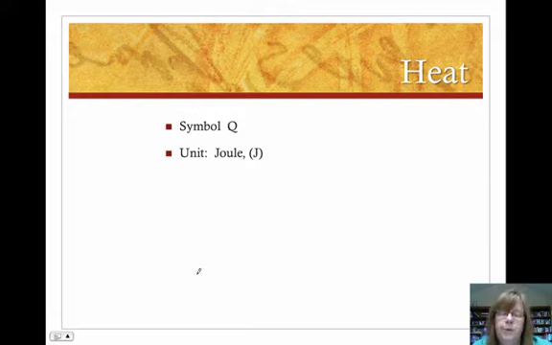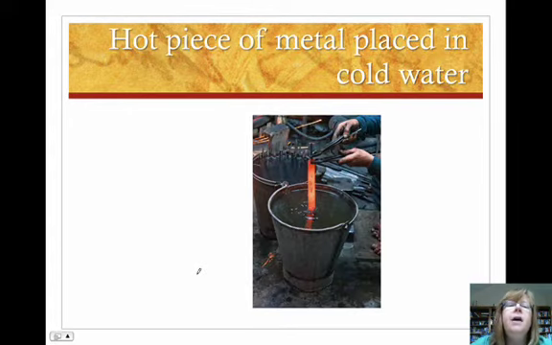So here we've got a piece of hot metal and we're placing it in cold water. So what's going to happen, and I think common sense, you would know that the metal is going to cool down and the water is going to warm up. And that will happen, so we'll have this heat transfer from the hot metal to the cold water until they both reach the same temperature.